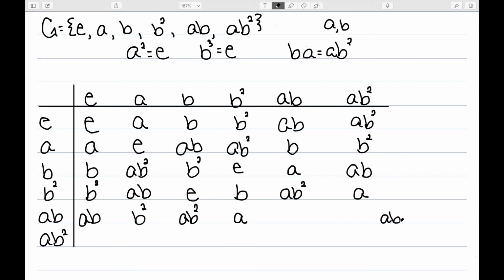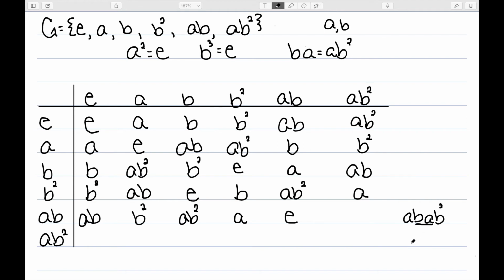We then have an ABAB. Well, this BA in the middle will change to AB squared. So now I have AB squared, B. We know A squared is the identity and B cubed is the identity, so this would just be the identity. And then the last entry in this row, AB squared.